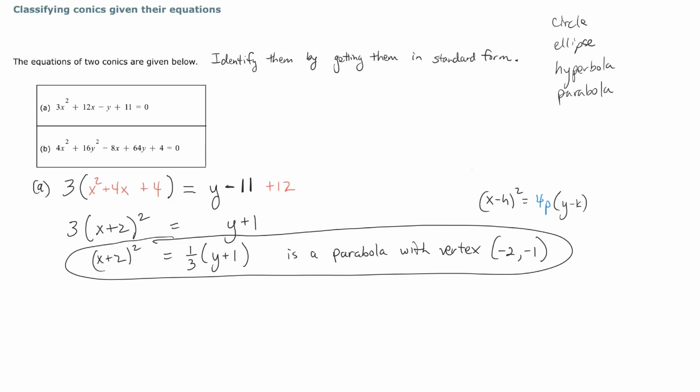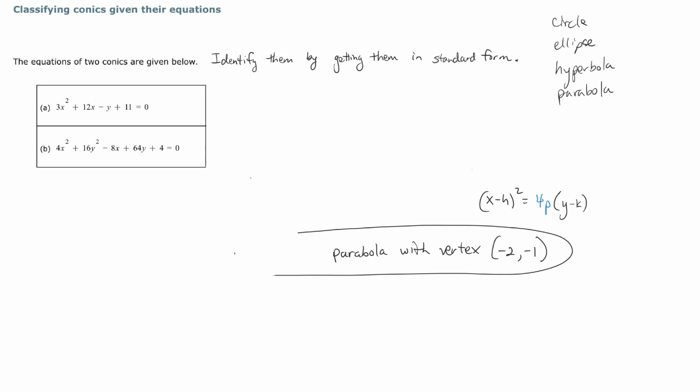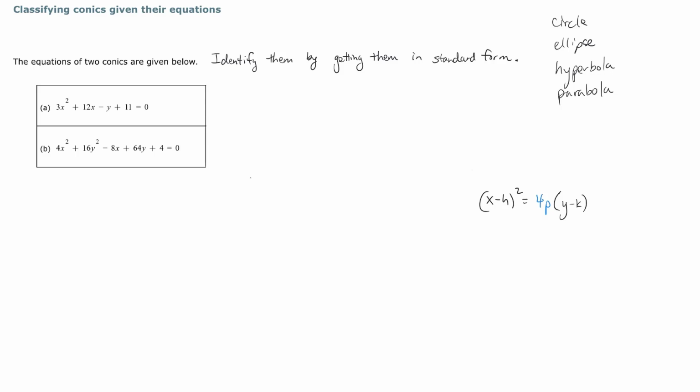We'll erase the board now and move on to part B. If you want to, go ahead and pause it, and you could attempt to do part B on your own. See what you get after doing one of the most famous tricks in mathematics, called completing the square.